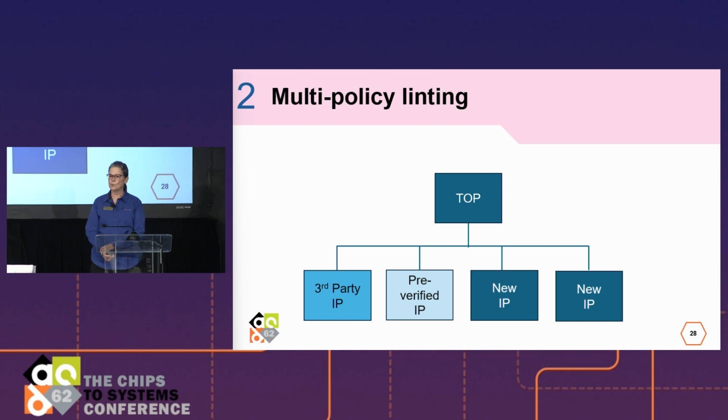Element number 2 is multi-policy linting. The rules needed for linting sign-off for different blocks can vary based on, for example, if it's a new block, if it's pre-verified IP, or if it's third-party IP. Being able to do one run with different rules across different blocks saves both runtime and engineering time.